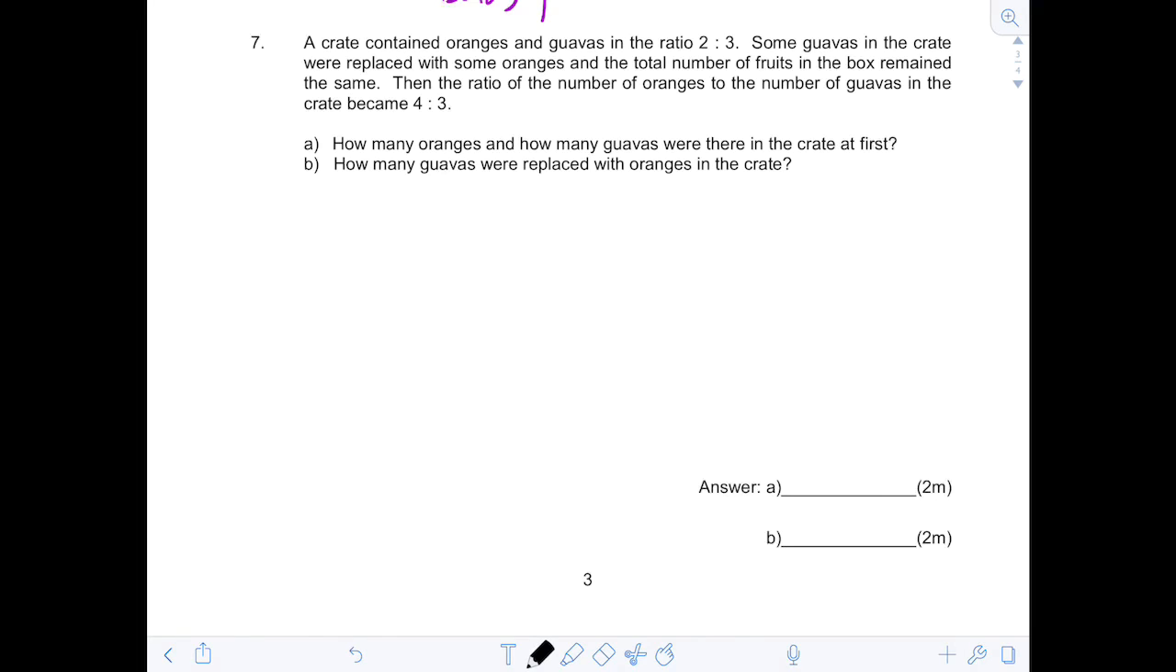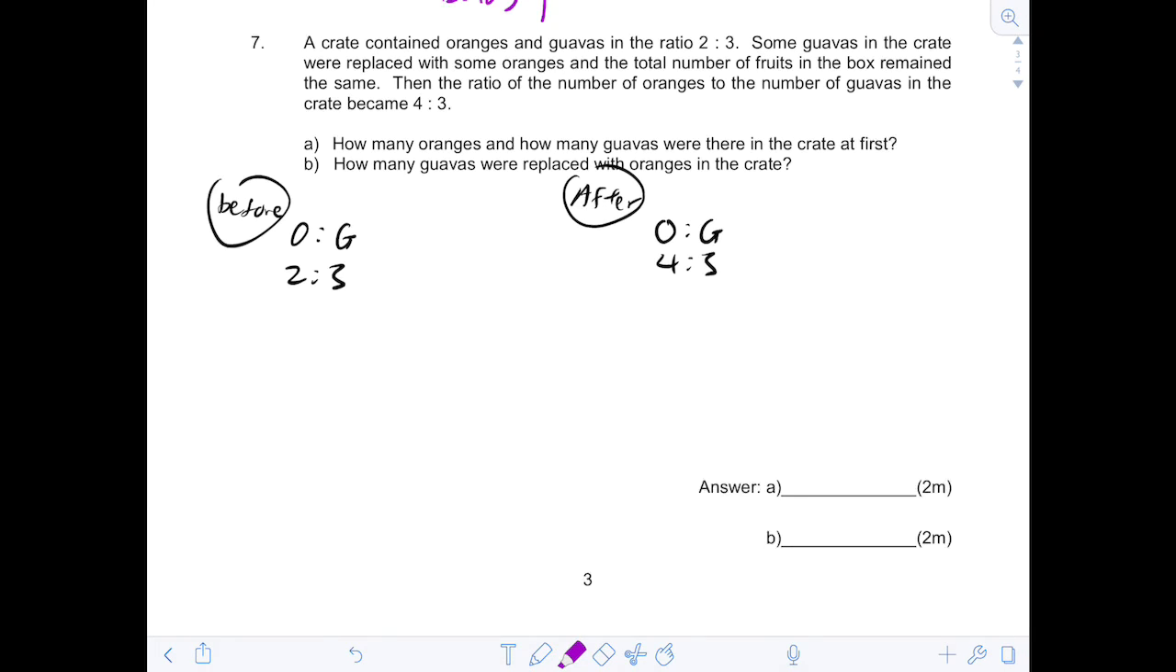Now question 7, a crate contained oranges and guavas in the ratio 2 is to 3. Some guavas in the crate were replaced with some oranges, and the total number of fruits in the box remained the same. Then the ratio of the number of oranges to the number of guavas in the crate became 4 is to 3. Okay, so here we can draw a before, and then we can have an after. Before, the number of oranges is to guavas is 2 is to 3, and after, the number of oranges is to guavas is 4 is to 3.